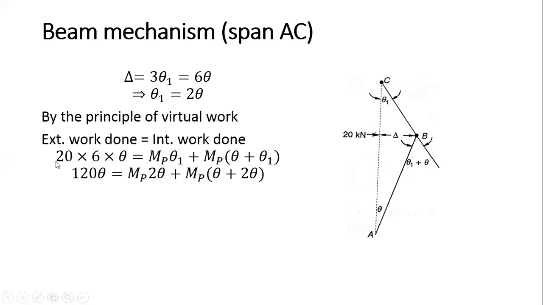Okay, so this is 120 theta is equal to MP times, now in place of theta 1 I write 2 theta here, plus MP times theta, in place of theta 1 I write 2 theta. So solving the two, we get 120 theta is equal to 5 MP theta. So MP is equal to 24 kilonewton meter. So this is the plastic moment capacity for the span AC.